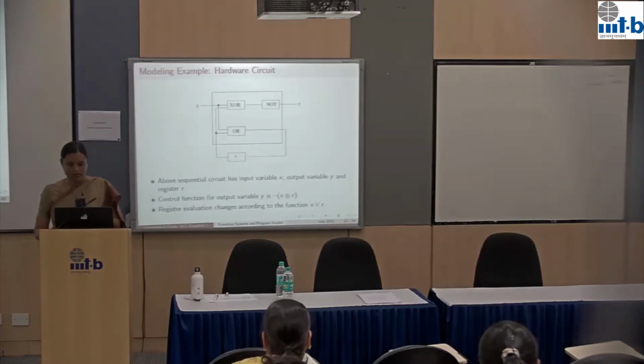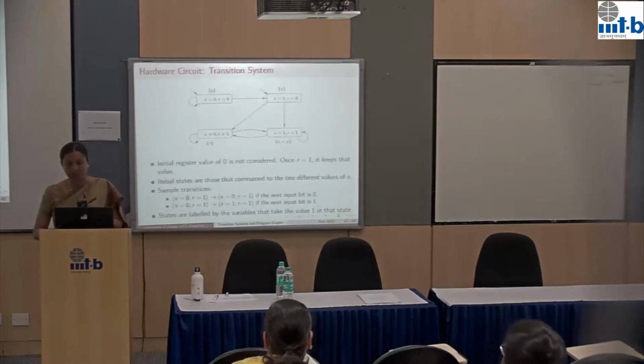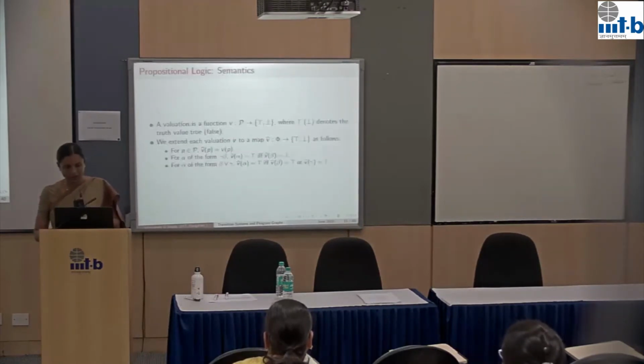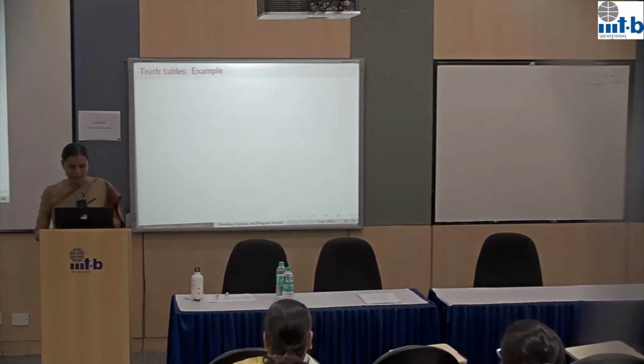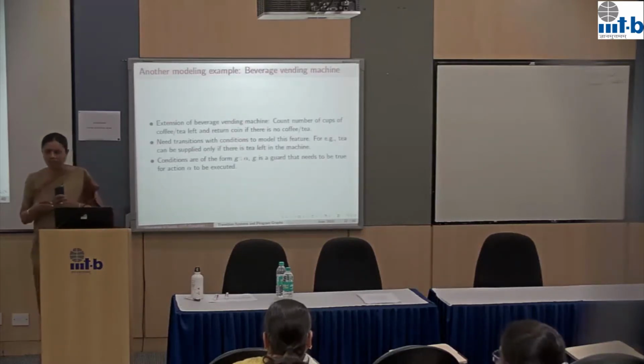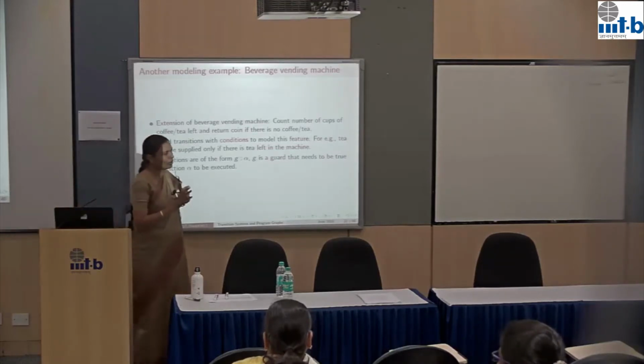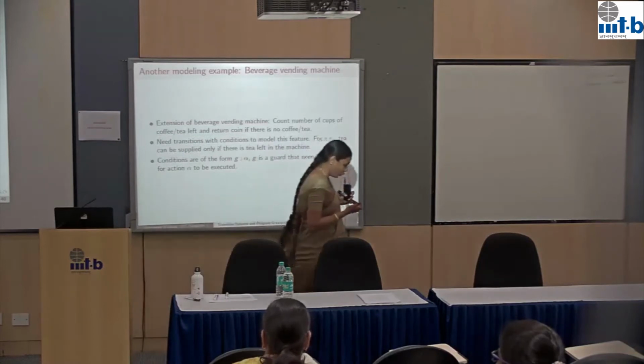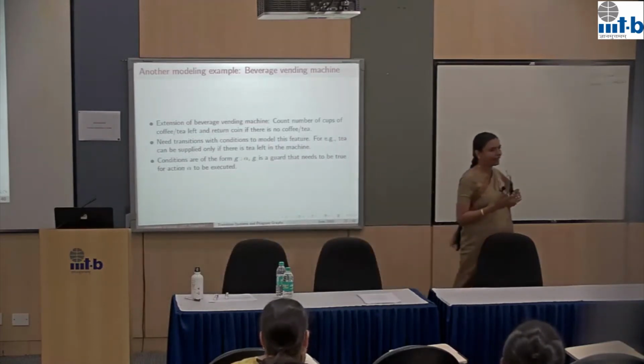Then we saw an example of hardware circuits; they're very good at modeling those. This is probably the most successful use of model checking per se. So what we will see now is extensions of transition systems. The one we saw for the beverage vending machine, all of you would agree that was a very coarse abstraction, right? It hardly had any details.